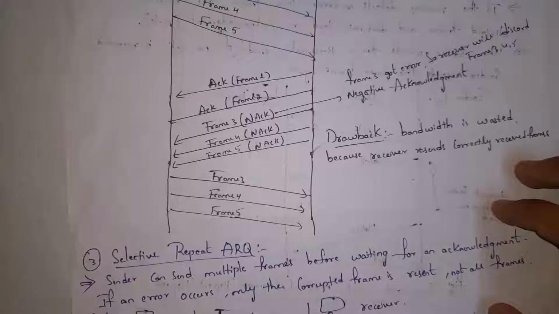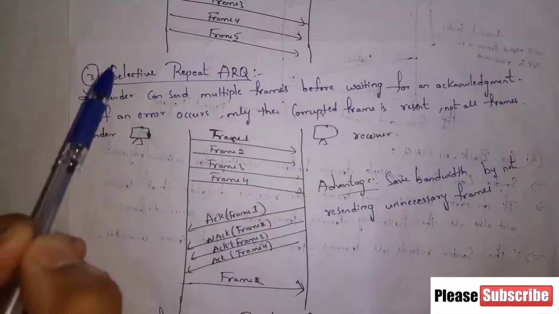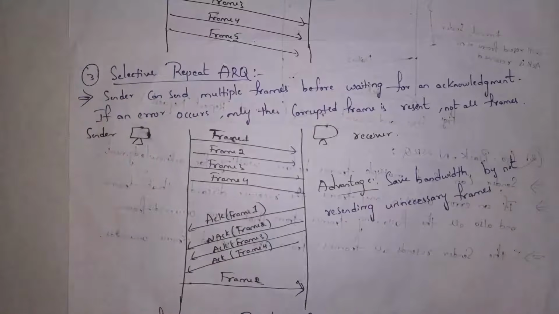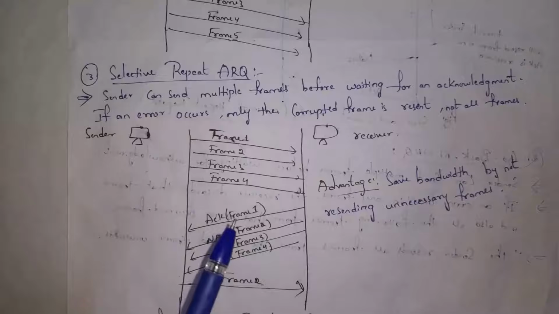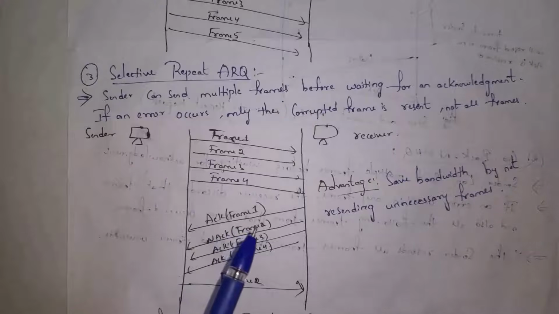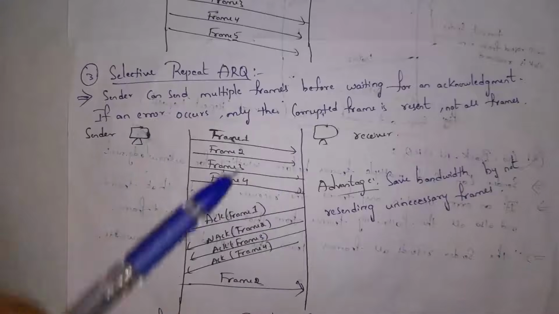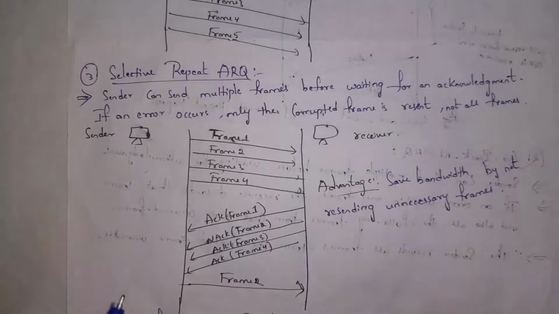Next I will explain what is selective repeat ARQ. Guys, even in selective repeat ARQ, sender can send multiple frames at a time. But in selective repeat ARQ, sender will not send all the frames. Sender will send only corrupted frame. This is an example. Sender will send 4 frames at a time. Receiver got error in frame 2. So receiver will send negative ACK only for frame 2. As only frame 2 got negative ACK, sender will send only frame 2. This is all about selective repeat ARQ.